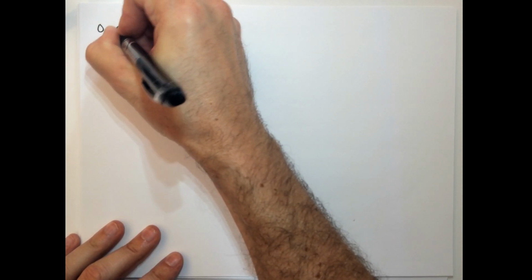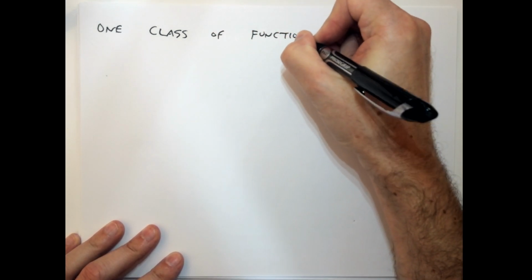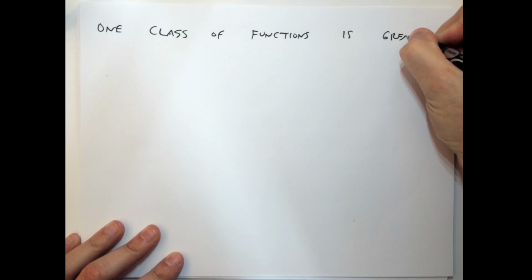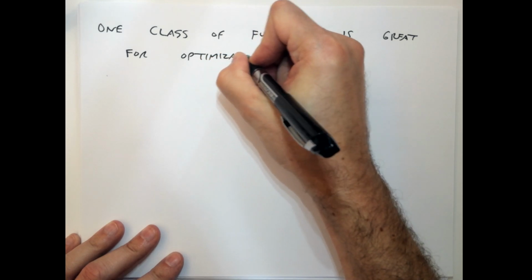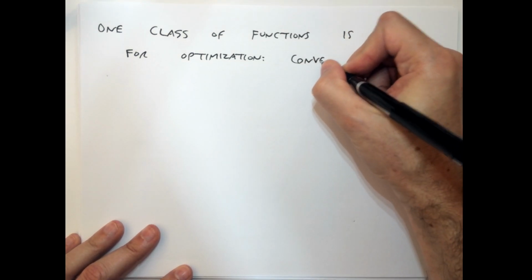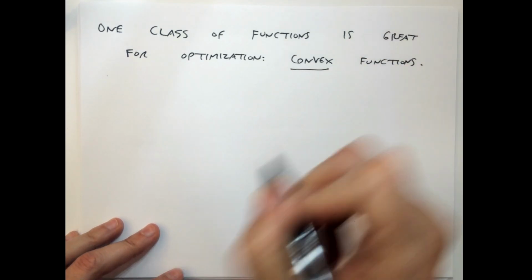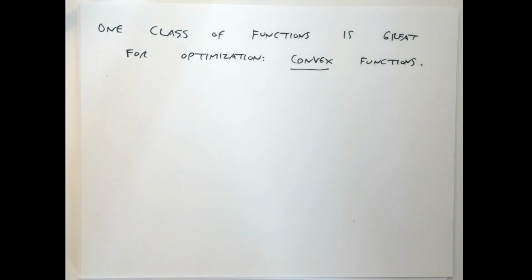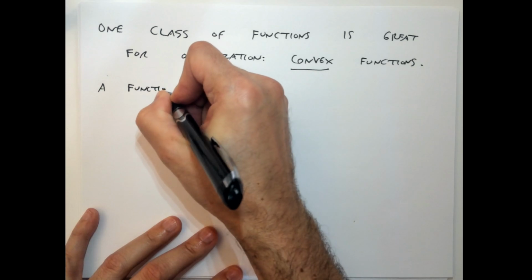So one class of functions is particularly nice for optimization, and that class is called the set of convex functions. So first I'll give you the math, and then I'll tell you what this means, right? So mathematically, a function is convex if it satisfies this property.